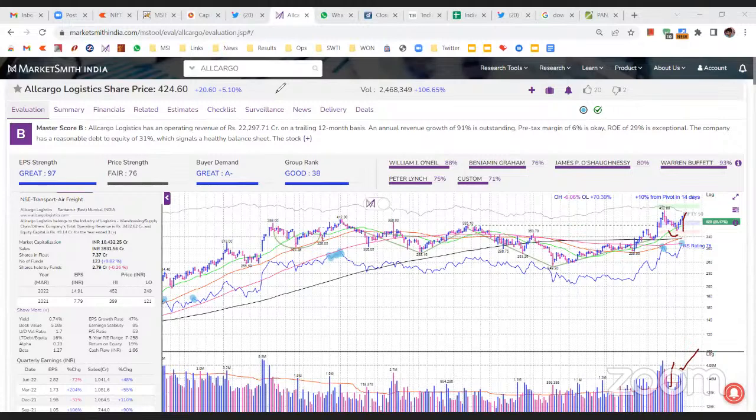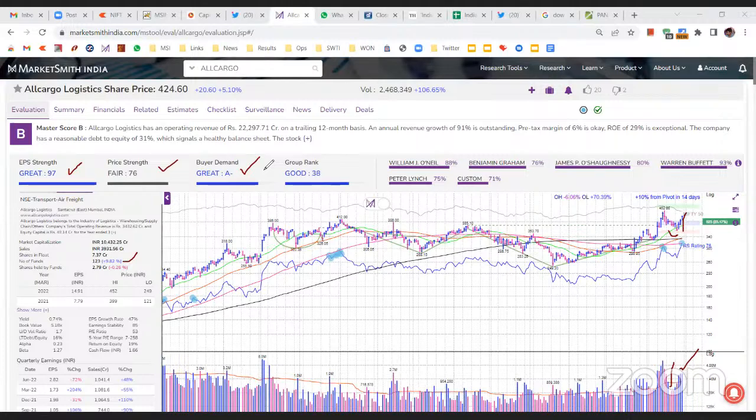And even from the number of funds perspective, that's been increasing. Overall, it probably ticks all the boxes from the O'Neill perspective. The EPS strength is great at 97. Price strength is fair, but the RS line is moving higher. Even the blue dot is generated. That is new. The RS line is hitting new highs. The buyer demand is really good. The group rank is also good.